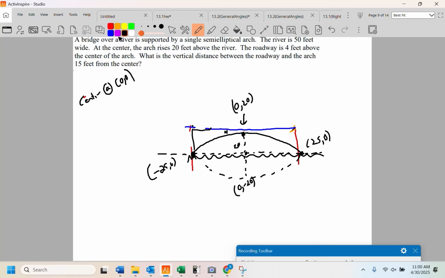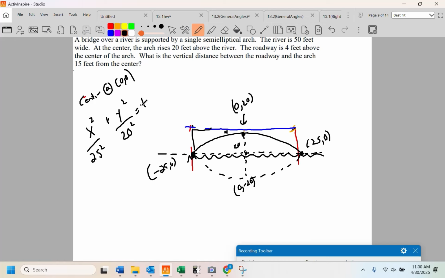I can write an equation. It's going to be x squared plus a y squared. The major radius is 25 because it was 50 feet long. The minor radius is 20, and that would equal 1.